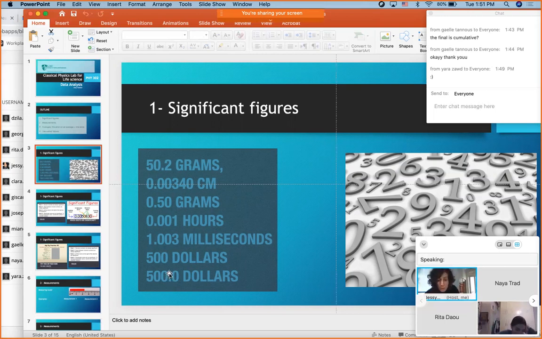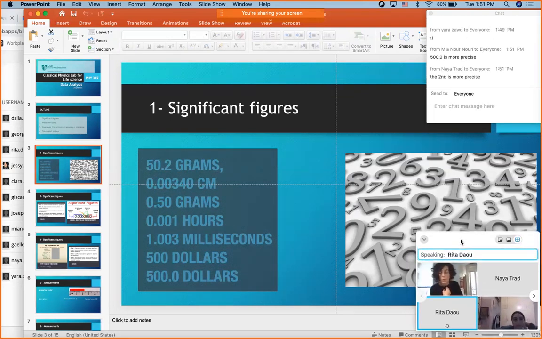Two, I want you to look at the last two examples, $500 and $500.0. Mathematically, this is the same value. Experimentally, or if you think of these being measurements, they do give you different information. I need someone to tell me, how are those two different? Anyone? Yes, Rita. $500 has one significant figure. All right. $500.0 has four significant figures. What difference does it make? Will I have my $500 eventually? Yes, it's more precise.